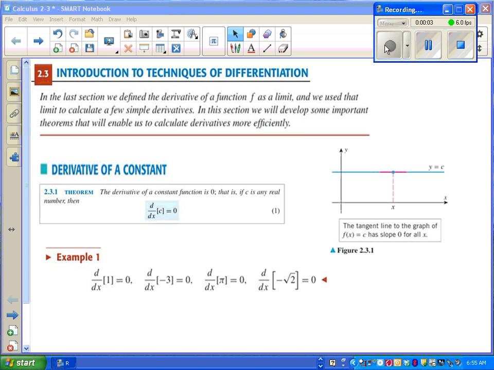2.3 Introduction to Techniques of Differentiation. We finally get to learn some of those shortcuts for derivatives that you've been hearing about.